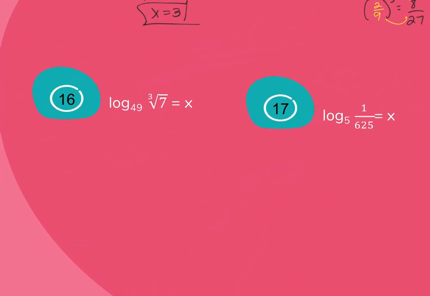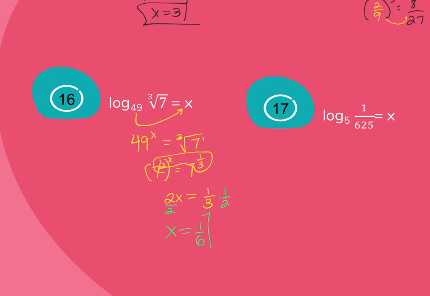Look at 16. 49 to the power of x equals the cube root of 7. So yesterday or the day before, we talked about this being 1/3, 7 to the 1/3 there, because if it's a square root, it's 1/2. If it's a cube root, it's 1/3. This would be the exponent. This would be the index. And then I can rewrite 49 as 7 squared raised to the x. So I'd get 2x equals 1/3. Divide both sides by 2 or multiply by 1/2, and I get x equals 1/6.